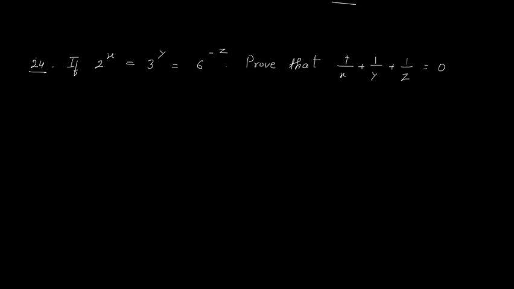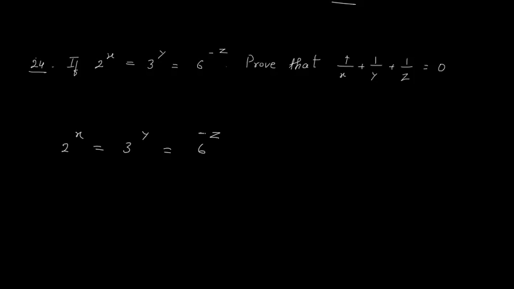Twenty-fourth question is 2 power x is equals to 3 power y equal to 6 power minus z. We have to prove that 1 upon x plus 1 upon y plus 1 upon z is equals to 0. Okay. So let me try a different approach. Here 2 power x is equal to 3 power y, and this is equals to 6 power z. I think this is z. Let us cross verify whether it is plus z or minus z. Here it is minus z. Okay, fine, no problem, minus z.